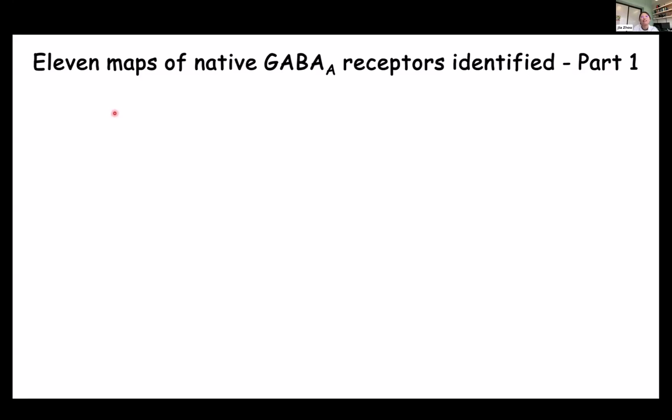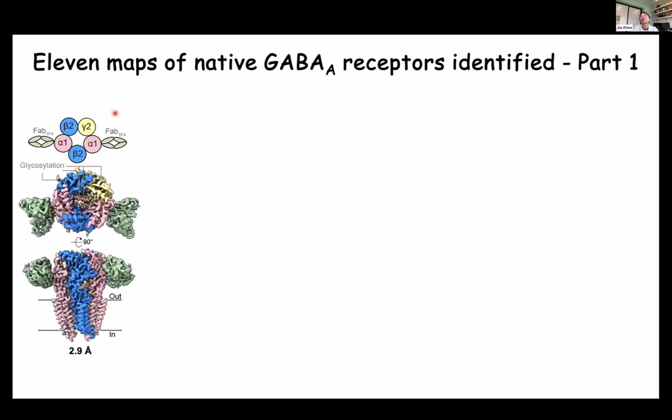The total is 11. I will show the first 5 here. The first composition contains 2 alpha 1 subunits, 2 beta 2, and 1 gamma 2. As you can see, the antibody binding specifically to the alpha 1 subunits is shown in green color. This is the top view. This is the side view of the map.